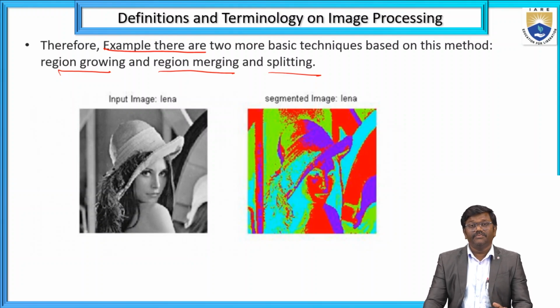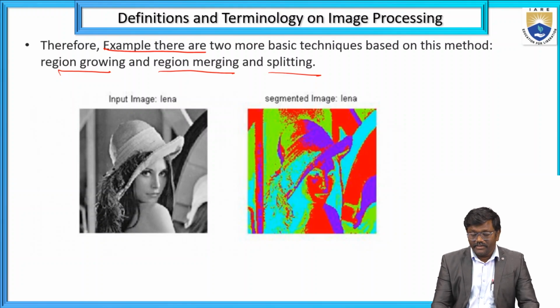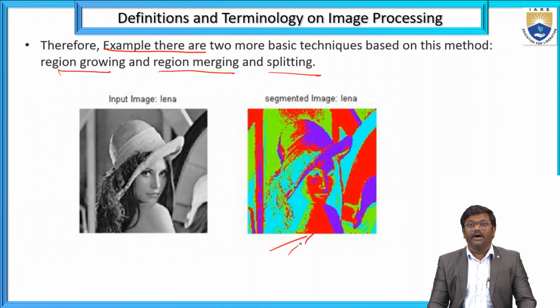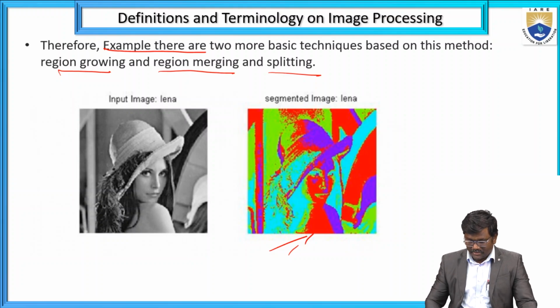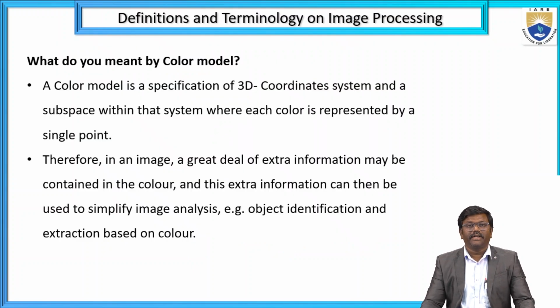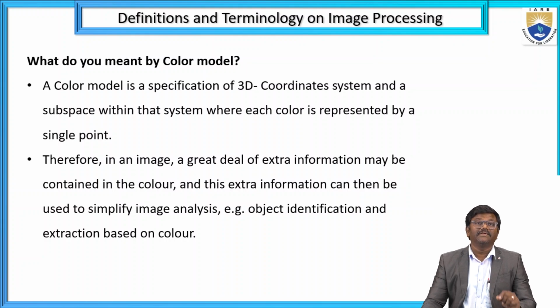This Lena image helps us to understand how we will define segmentation in terms of separation. That is what we want to understand in detail about segmentation. Coming to what we want to understand, a color model is a specification of a 3D coordination system and a subspace within that system where each color is represented by a single point. So you are right now understanding the previous example, which is region based, splitting based.